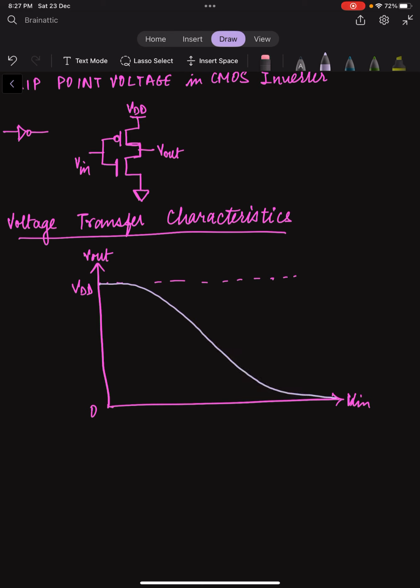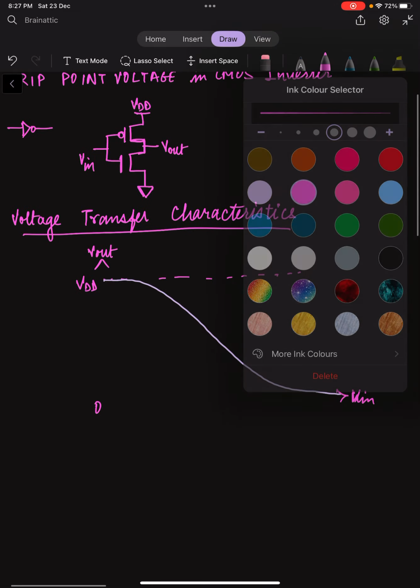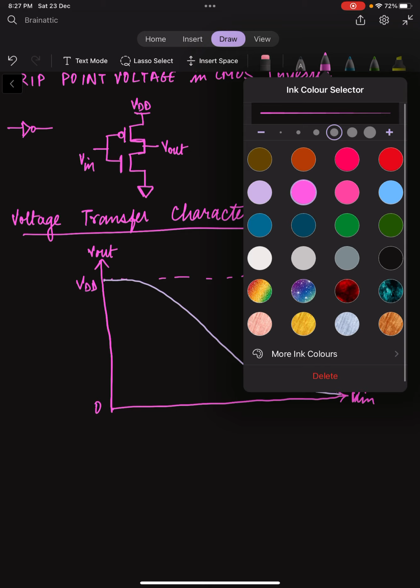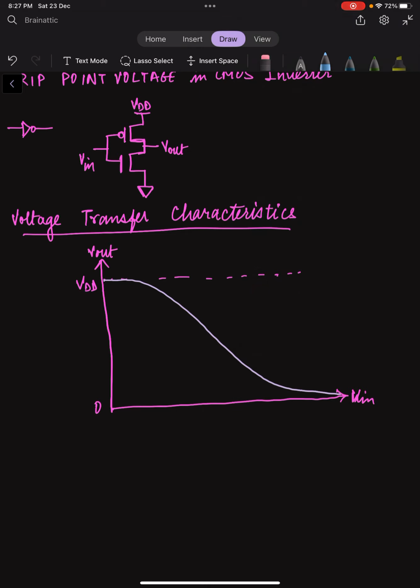Now, we'll draw another line which is y is equal to mx. Sorry, we'll just redraw this. We'll draw a line y is equal to mx, which will intersect the voltage transfer characteristics. This point is what we call the trip point. We'll see it as Vm. So Vm is nothing but our trip point voltage.